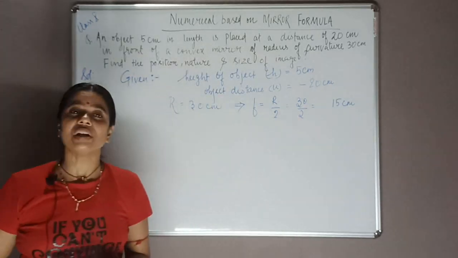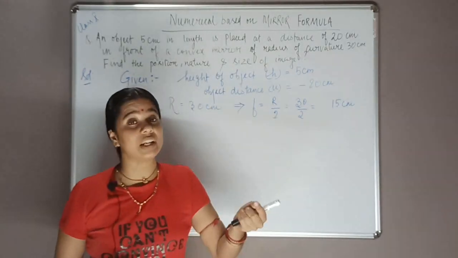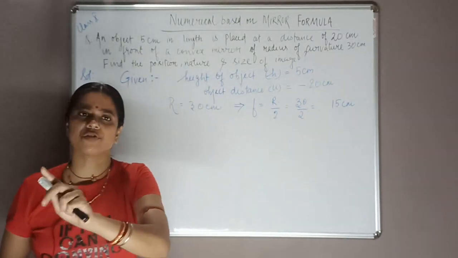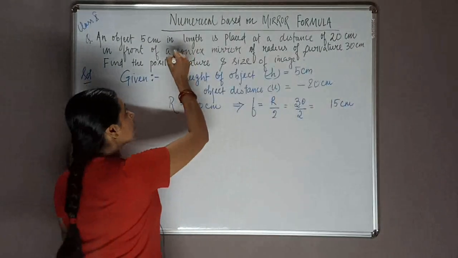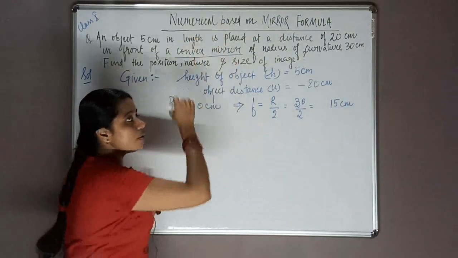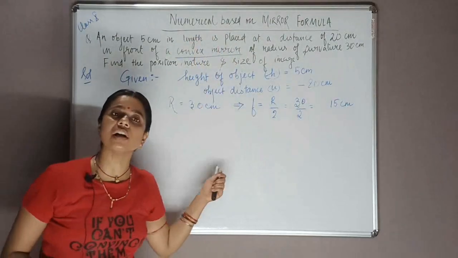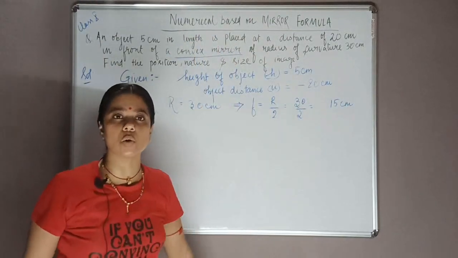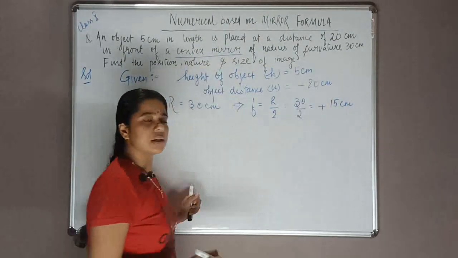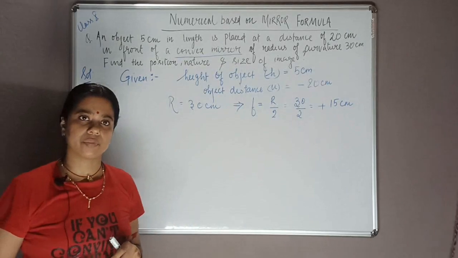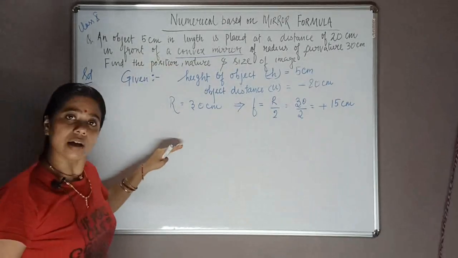Now we know that F can be negative or positive, both. So we will go to the mirror. Which type of mirror is it? It is a convex mirror, and the focal length of a convex mirror is always positive. So here we will write plus 15 centimeter. Now all these things are given.